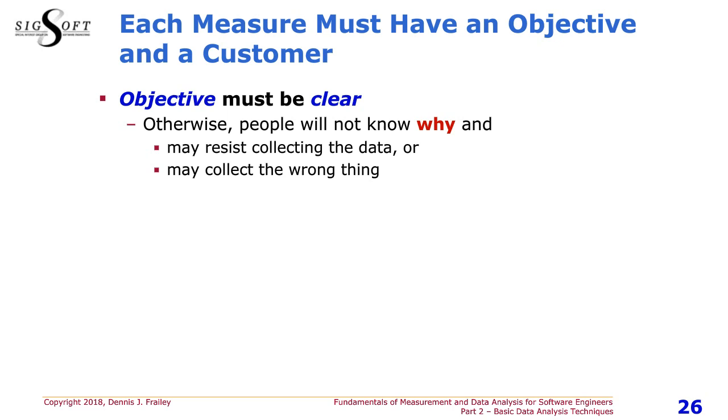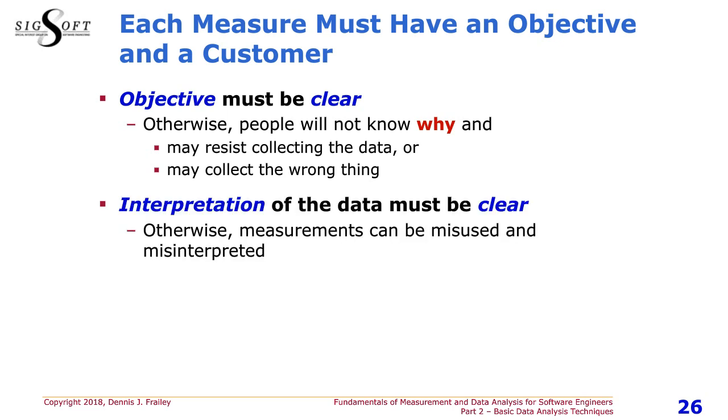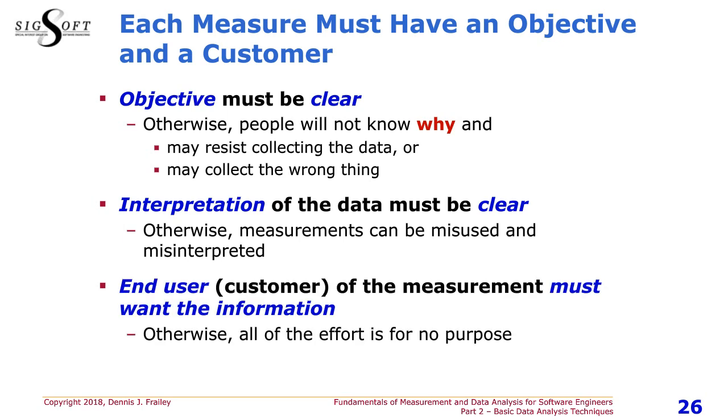Okay. The interpretation must be clear. In other words, you have to give some thought to how we are going to interpret this graph or this data, or when we show this to management, what is the implication of this line being above that line, or whatever it might turn out to be. And finally, it must be something that the customer of the measurement wants. Now, who is the customer of the measurement? Well, it's often the manager. But is it something they actually want? If it's not, then it's a waste of time.